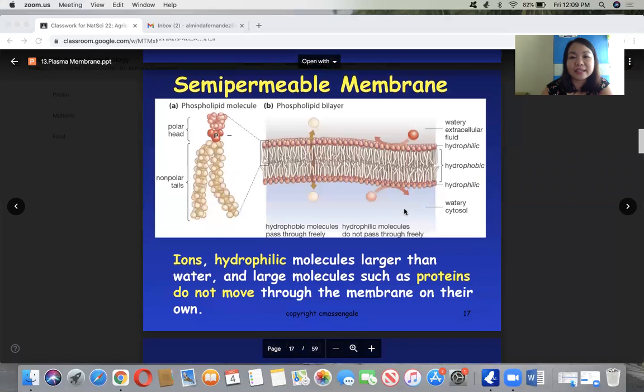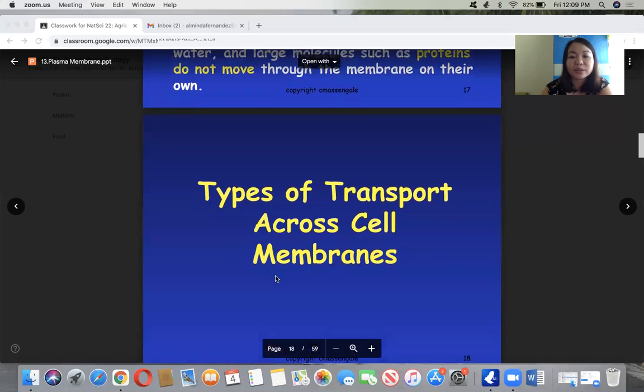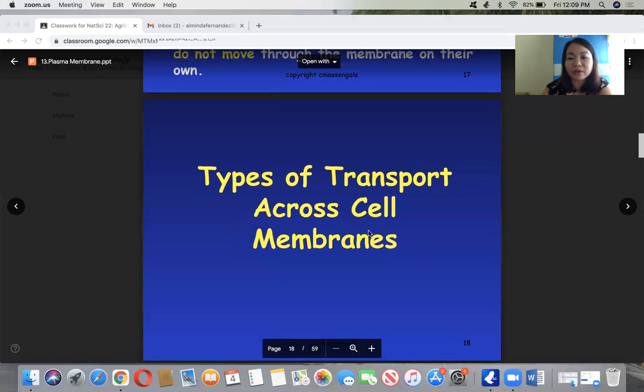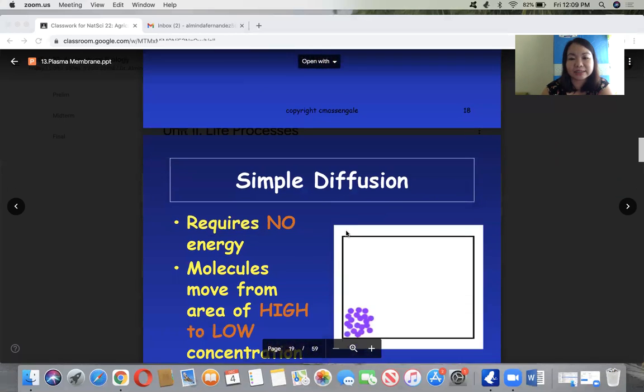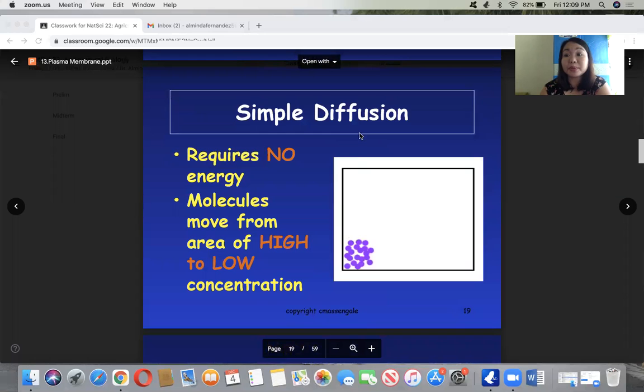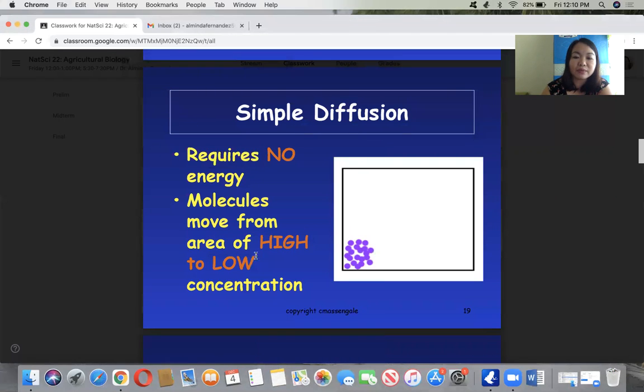So as again a semi-permeable membrane, the ions, hydrophilic molecules larger than water and large molecules such as proteins do not move through the membrane on their own. So they are assisted through types of transport across cell membranes. So what are these? We have the so-called simple diffusion. It requires no energy. Molecules move from area of high to low concentration.